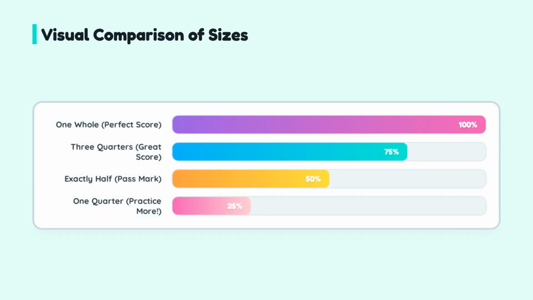This chart gives a helpful visual comparison of sizes. It shows how one whole represents a perfect 100% score, down to 75%, 50% as a pass mark, and 25%.